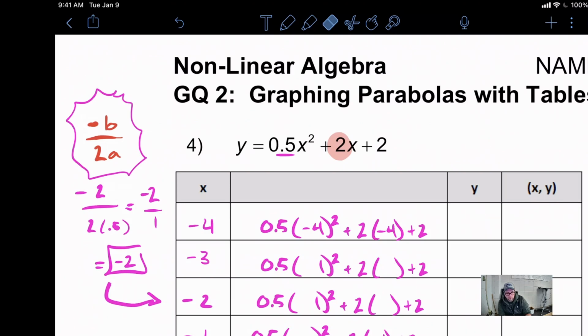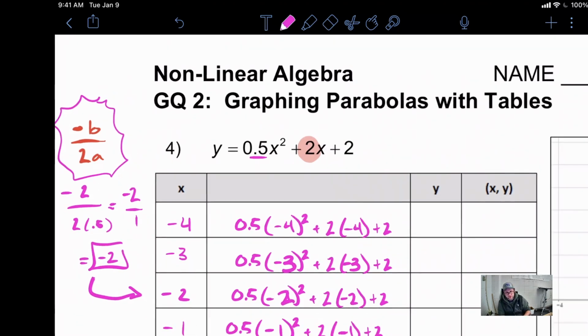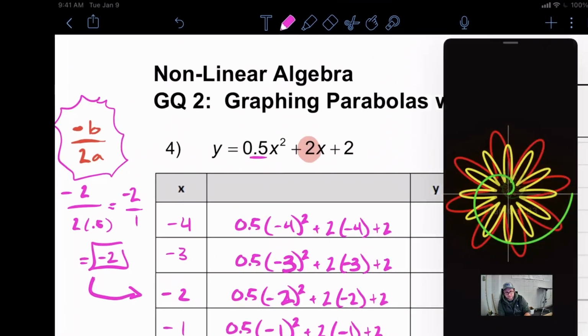Negative 4 was only the x value in that top one. So this will be negative 3 here, and negative 3 here. Negative 2 here, negative 2 here. Negative 1 here, negative 1 there, and 0 here, and 0 there. Now we just need to go and use our calculator to punch all of these out.